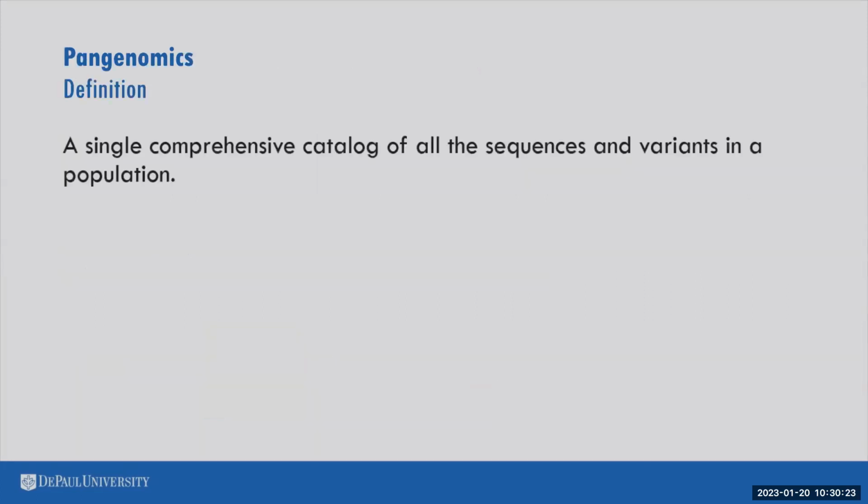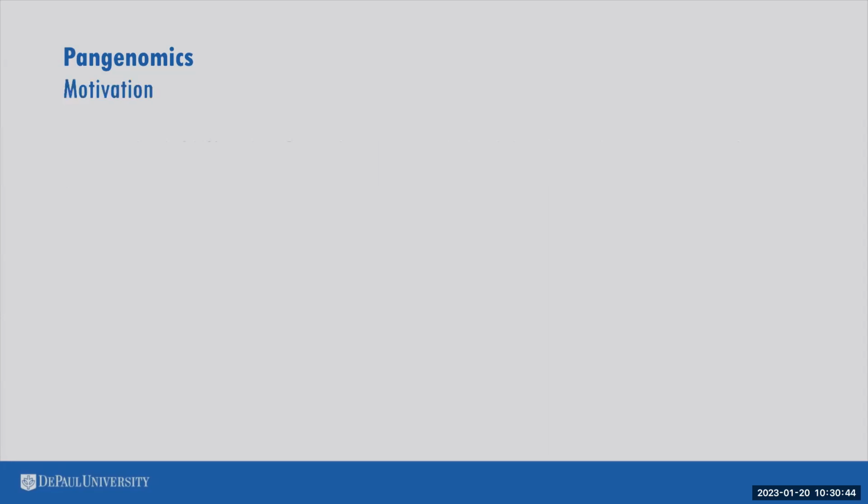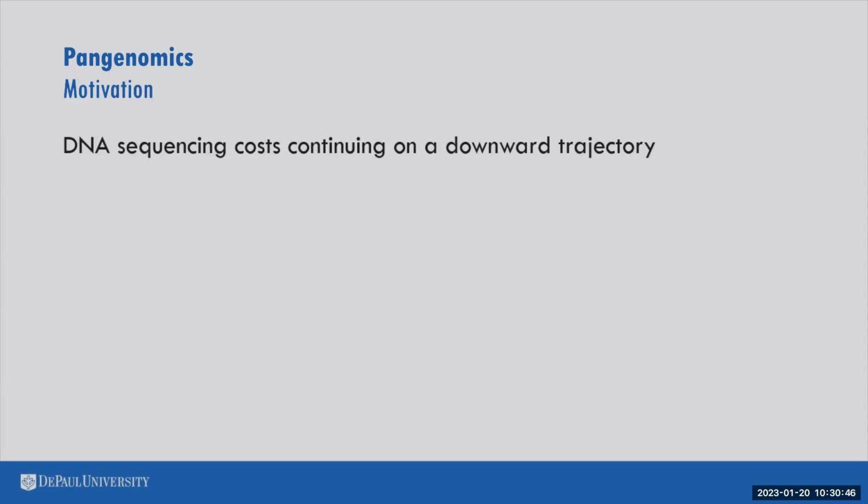Okay, so coming back to pangenomics. Now we know what genome-wide association studies are and how they're done, so I just wanted to talk more about pangenomics. A very simple definition: a single comprehensive catalog of all the sequences and variants in a population, right? So why do we want to think about pangenomics, and different groups are working on pangenomics.